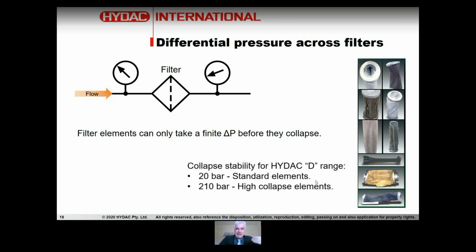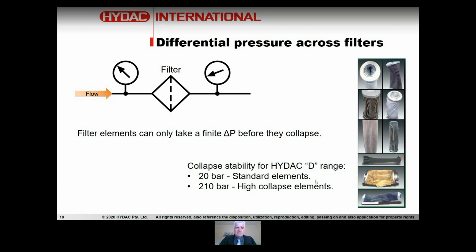We call this collapse stability. By way of the principal HYTALK ranges for pressure filtration, a standard filter will take a 20 bar differential across it before any deformation, and a high collapse element is 210 bar. For those into PSI, that's 3000 PSI across the element. That's not the pressure of the housing, that's the differential pressure. So these are quite substantial elements, and in a moment, I'll show you where it might be used.